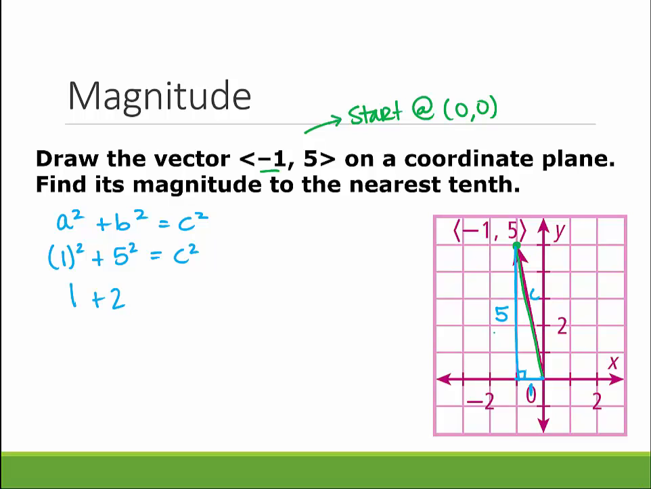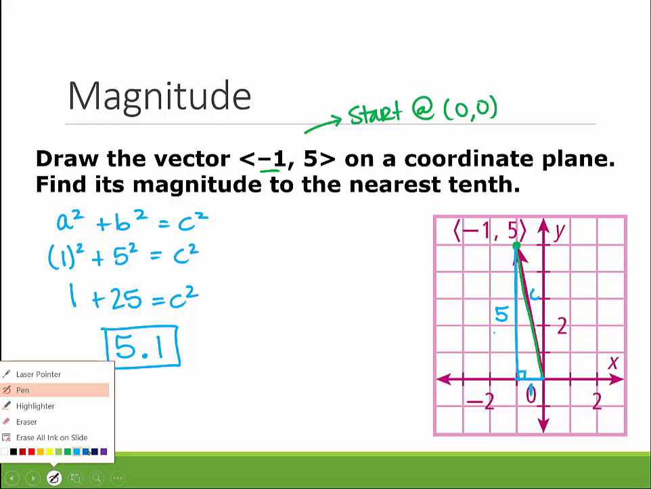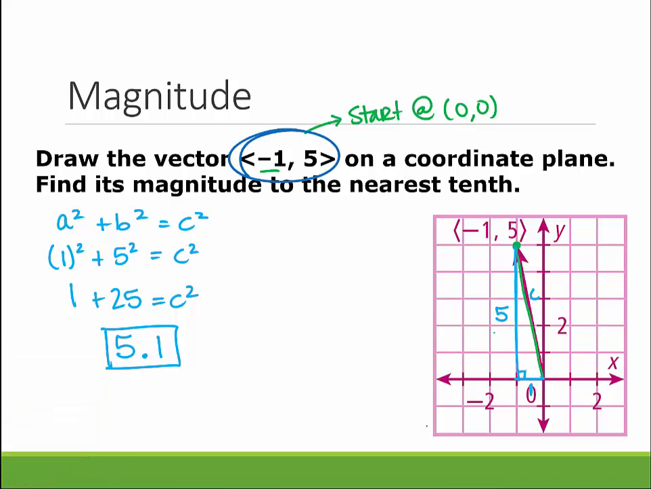So you get 1 plus 25. And if you add that up and take the square root, you end up taking the square root of 26, which is about 5.1. Whenever you are asked to find the length, it is always the square of both of those numbers added together, and then you take the square root every single time.